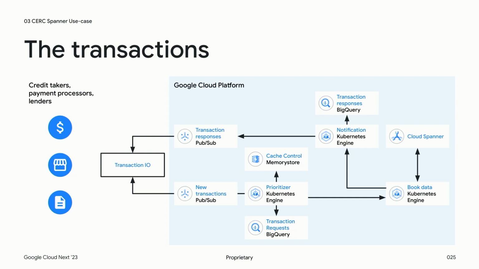The prioritizer works hand in hand with memory store to prioritize the incoming request according to business rules and also order them. And once that is done, the transactions are passed on to book data, which is one of the most critical modules in the CERC's architecture. The book data has the business logic to process these transactions. It runs on Kubernetes. It can scale depending on the workload, and it writes the data to Spanner. Again, here the Spanner serves as the source of truth, and it stores all of CERC's transactional registers. So Spanner is extremely critical to CERC's business.